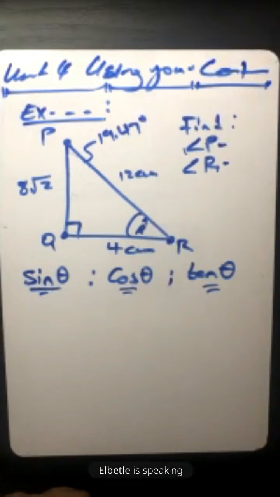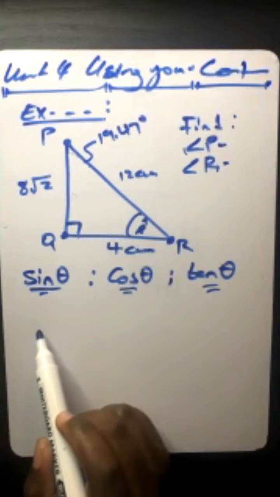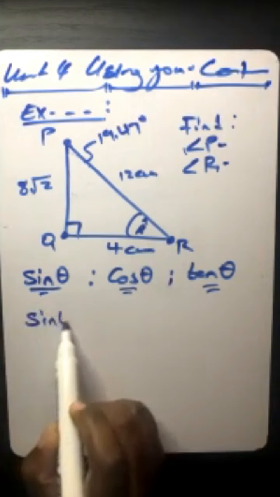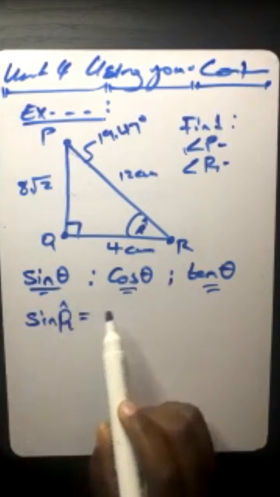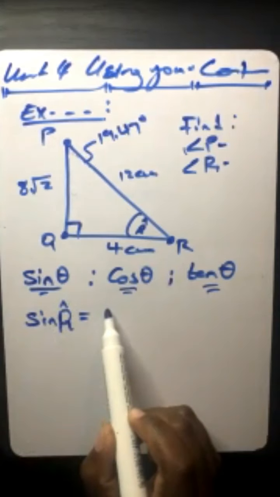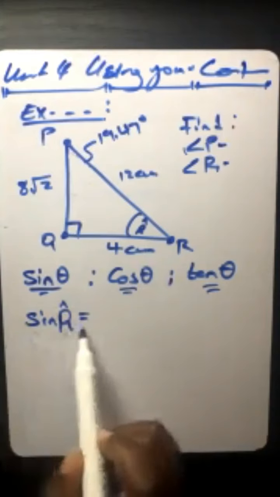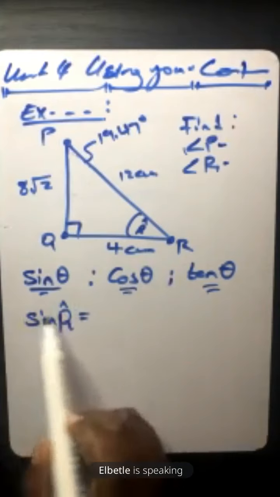It's going to be 8 square root 2 over 4. Okay, let's start. Sine R being equals to what? Sine -1. No. For now, let's formulate, because I know once we formulate, you'll get it right. So for now, let's formulate using sine.